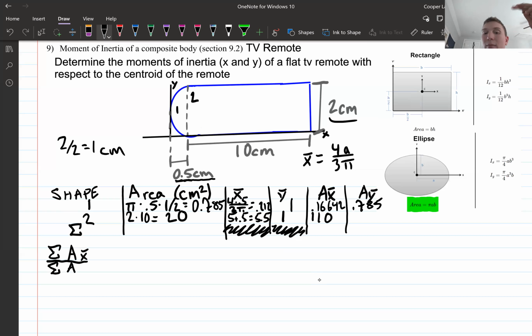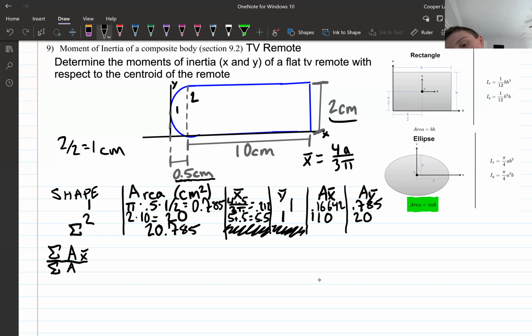Now we're going to do the same thing for our rectangle. We're going to take our 20 and multiply that by 1, which gives us our 20 back. So that being done, we now move on to calculating out our totals. I'm going to start off with the area again. When I add 0.785 to 20, I'm going to get 20.785.